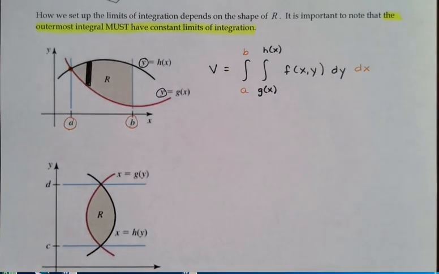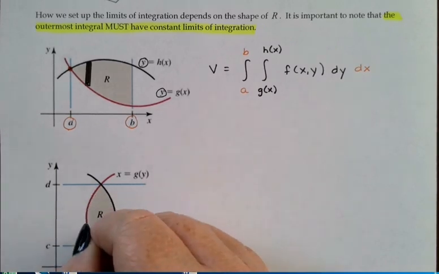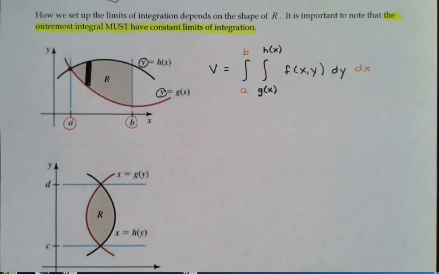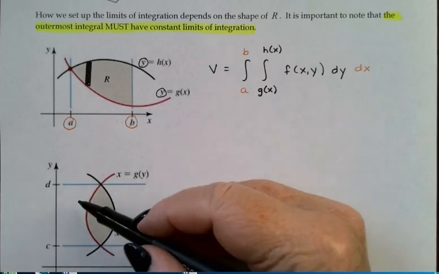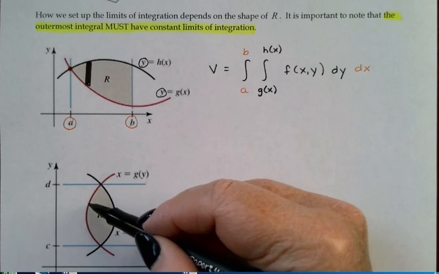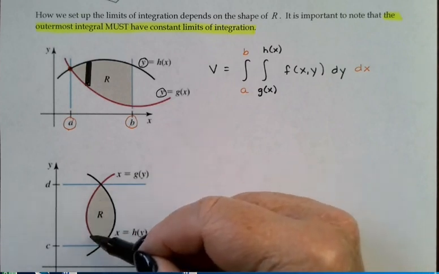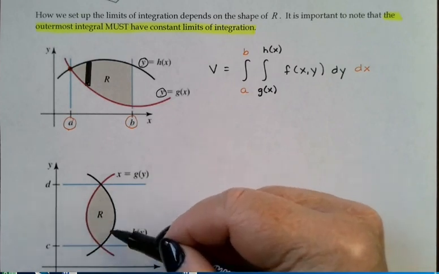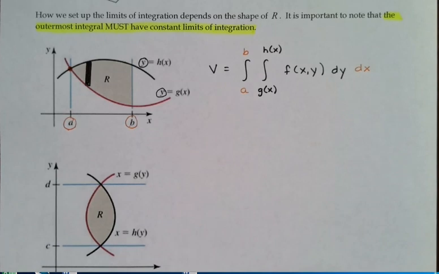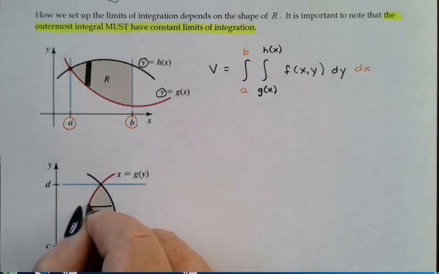If you consider the picture at the bottom of the page, this one is going to have to go the other way. If I tried to draw vertical rectangles, I wouldn't be consistent through the whole shape. On the left side, I'd be between the g of y curve, two pieces of it, and on the right side, the h of y curve. And I don't want that. I want every rectangle to go from one curve to the other. So instead here, we'd want to draw horizontal rectangles.